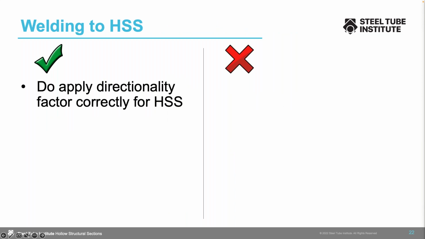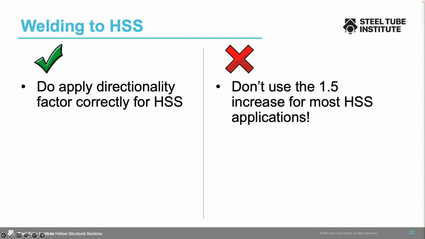Okay, a little bit more on welding to HSS. There's a pretty commonly used directionality factor of 1.5 that is applied to fillet weld capacities. It's an increase of 1.5 that you can take when a load is applied transverse or perpendicular to fillet welds. And you need to apply that directionality factor correctly for HSS, which means in most cases, you don't get to use that 1.5 increase for most HSS connections. And we'll go through the reasoning why in the next few slides.